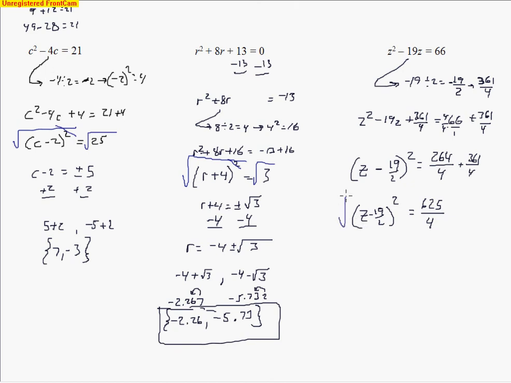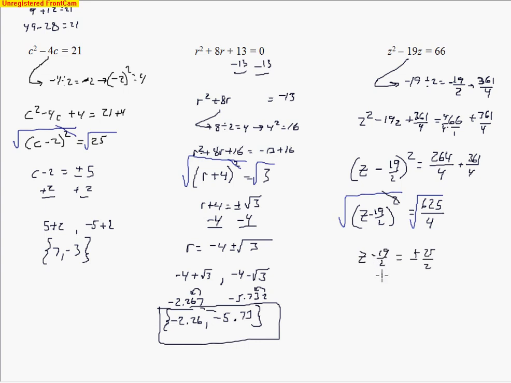So again, memorizing some perfect squares, it's kind of a handy thing. It just, again, makes things go a little bit faster. It allows you to not have to rely on the calculator so much. And here's what we end up coming up with. So the square root of the squared symbol is going to cancel out the square root. And we're left with z minus negative 19 halves equals plus or minus 25 over 2. Square root of 625 is 25.